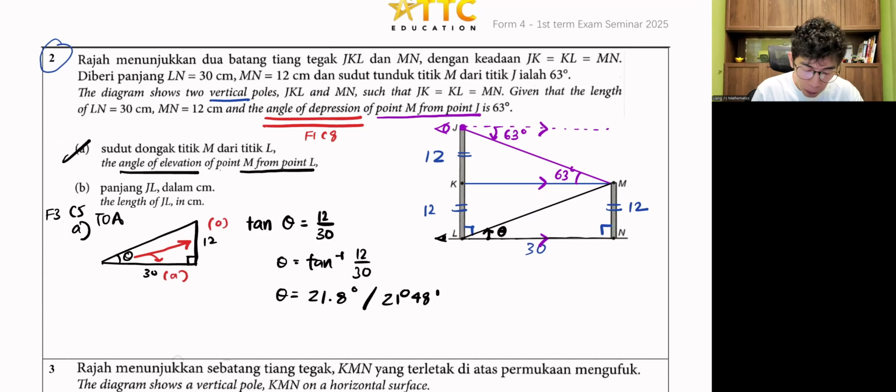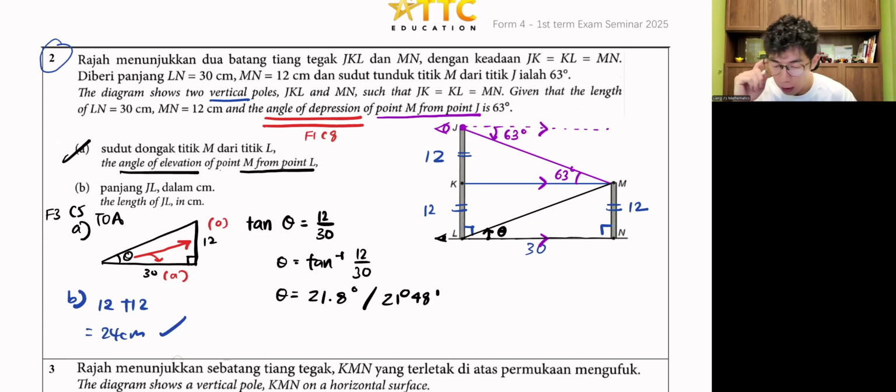Okay, let's move on to part B. What are we going to do? We're going to get JL. What is your JL length? JK equals 12 plus 12, 24 cm. Okay, let's go. I expect them to do some Pythagoras stuff. Okay, Ethan, yes, because when we selected the question, we didn't notice that.